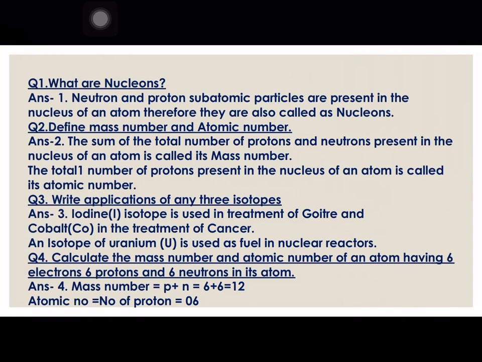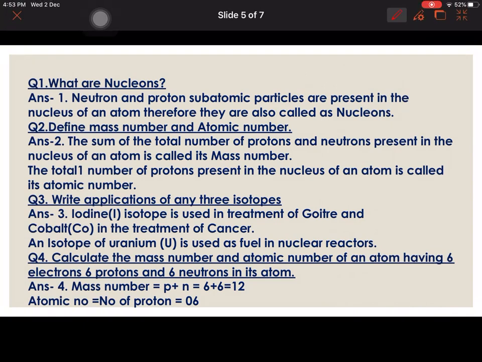So mass number is P plus N, 6 proton plus 6 neutron, 12. It's 12 U. You have to write its unit, 12 U, and the number of protons is 6, so the atomic number will also be 6.